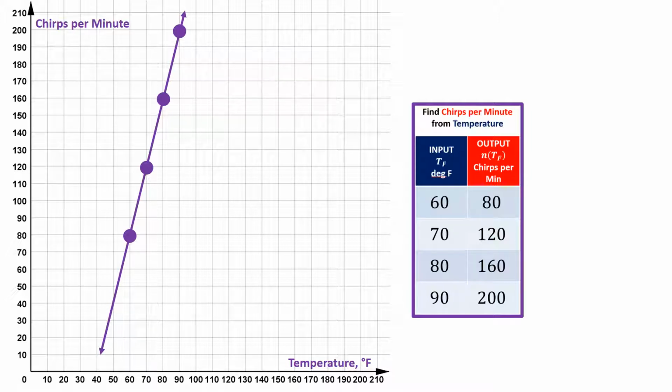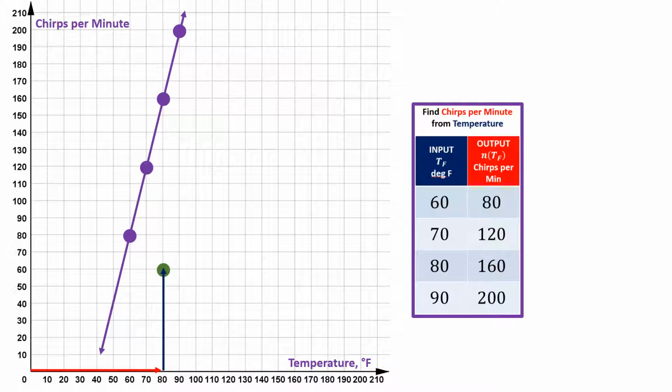So we're going to take one point at a time here and find its inverse. I'm going to start with this first point where we see we have an input of 60 degrees Fahrenheit and an output of 80 chirps per minute. In order to find its inverse, I want to use 80 chirps per minute as the input along the horizontal axis and 60 degrees Fahrenheit as the output along the vertical axis. So that looks like this.